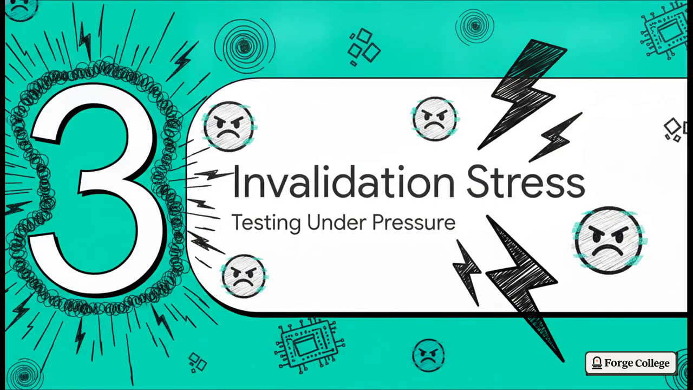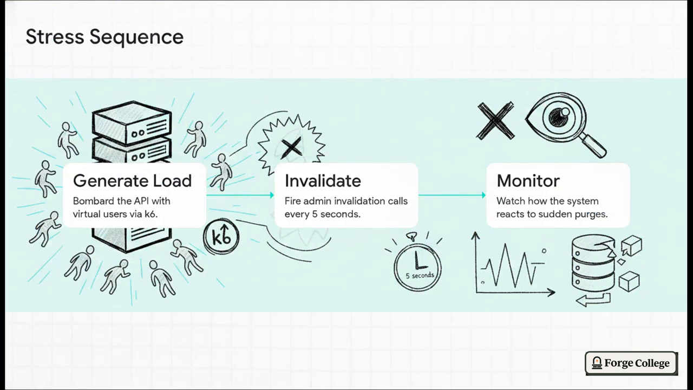Which brings us to the hard part, the invalidation stress test, testing under extreme pressure. Now for the truly fun part. This is where we stop being so polite to our API and start acting like a totally chaotic, unpredictable user base. So, here's the exact stress sequence we're going to execute. We bombard the API with virtual users using K6, and while those thousands of requests are flying in, we simultaneously fire off admin invalidation calls, something like forcing a sudden account balance update every 5 seconds. We are essentially trying to trip our own system while it's in the middle of a dead sprint.